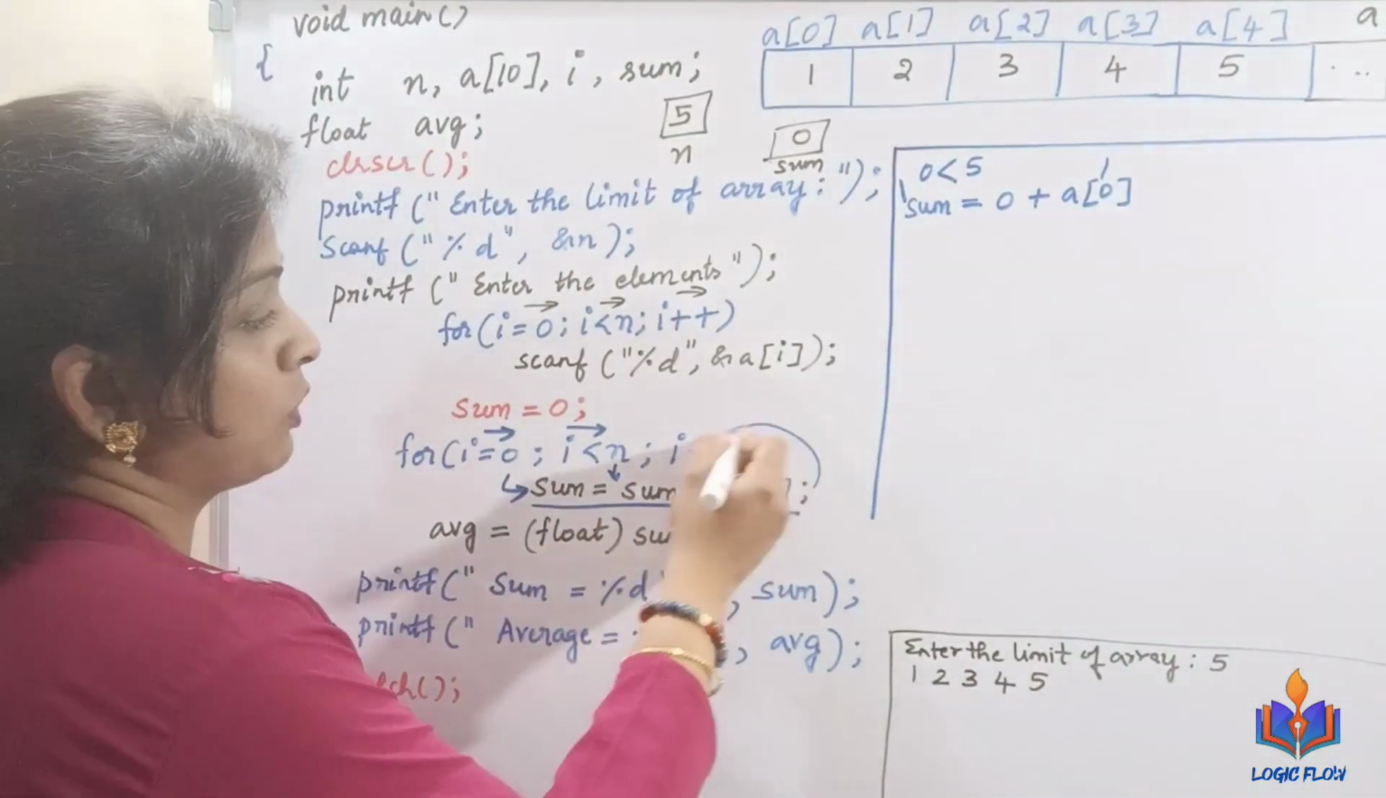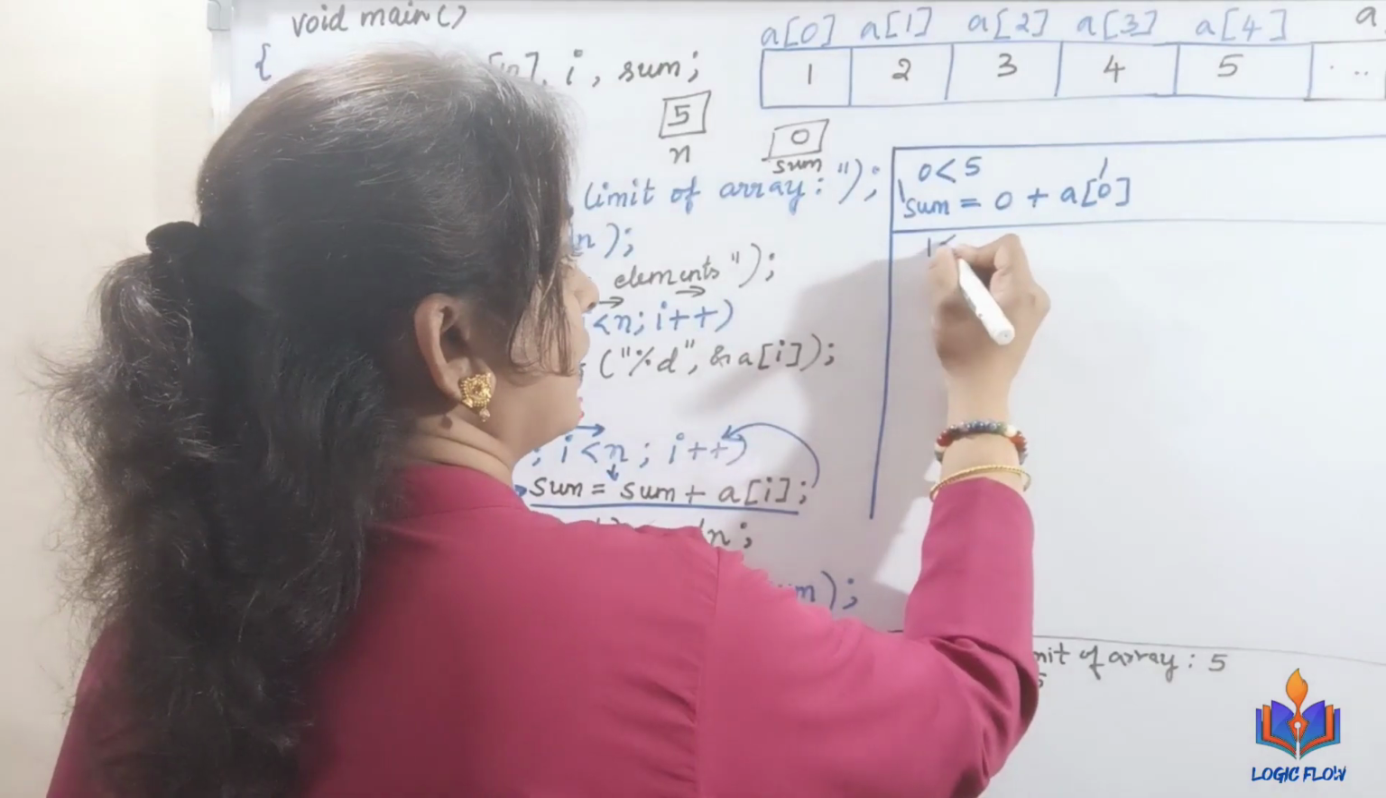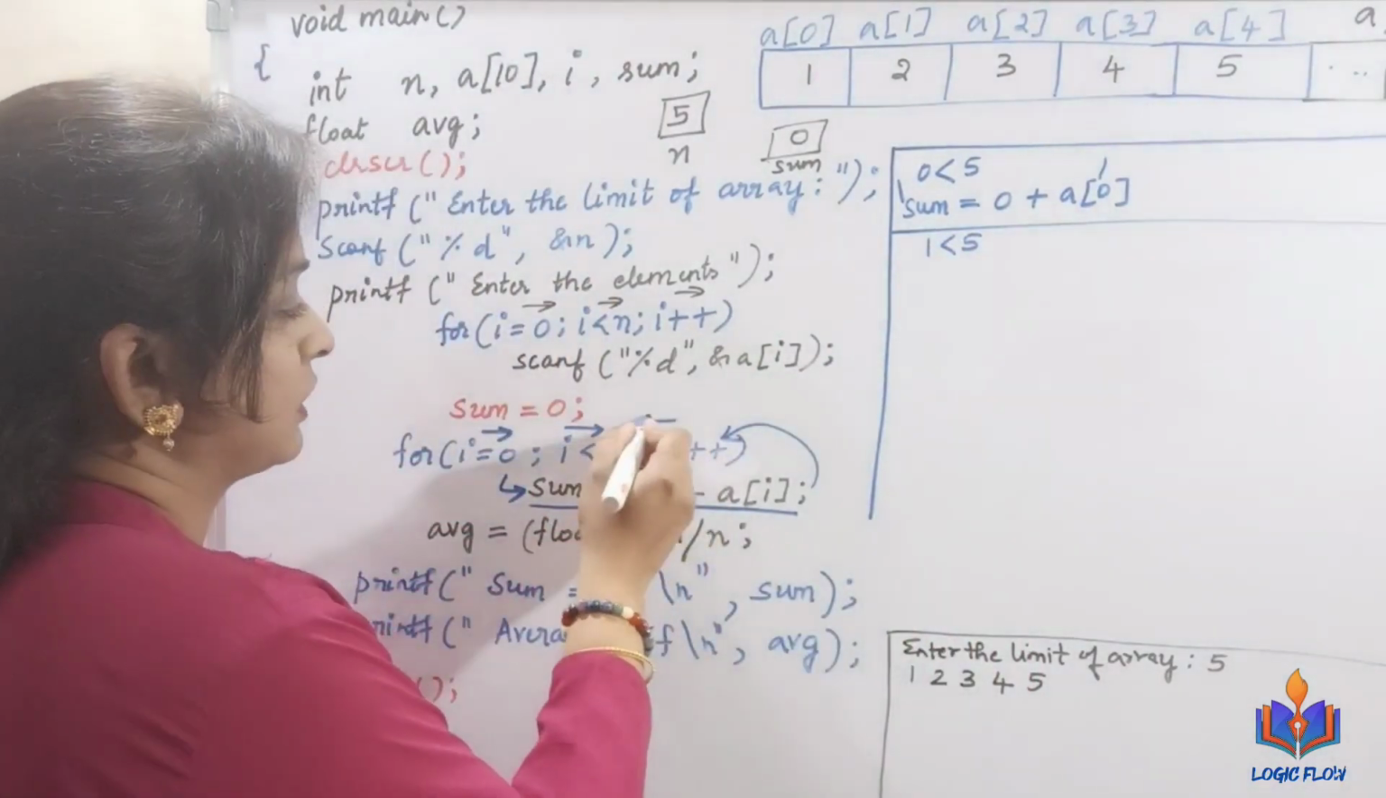Then the loop progresses. In the next iteration, i becomes 1. Again check the condition: 1 less than 5?